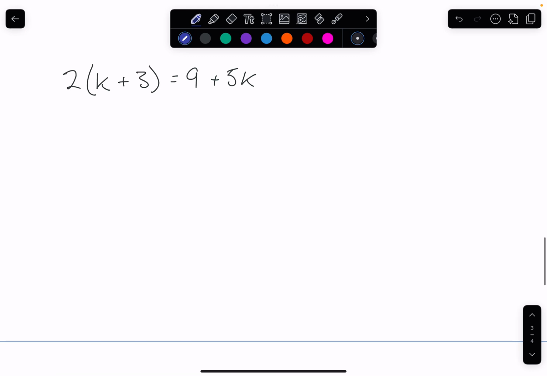Last one. This one has a distributive property in it, right? The distributive property is just how do we get rid of those parentheses, right? So all we have to do is get rid of those parentheses. So we've talked a lot about this. I'm just going to remind you about the steps.